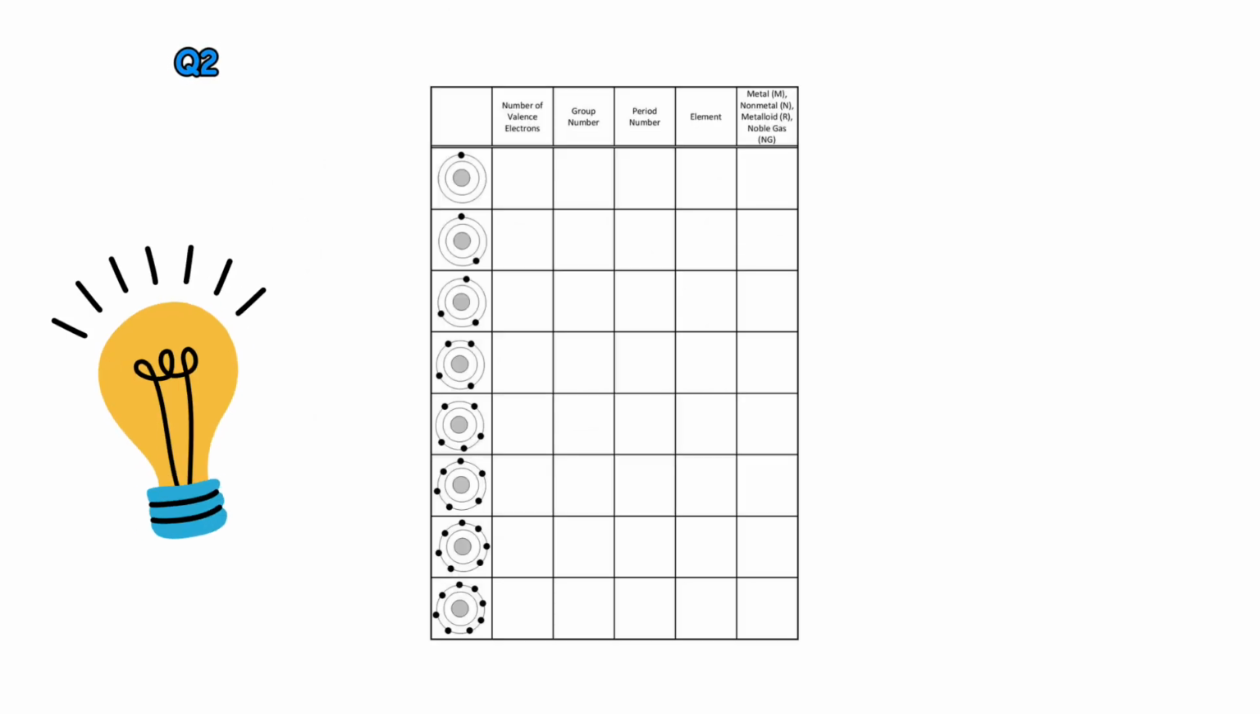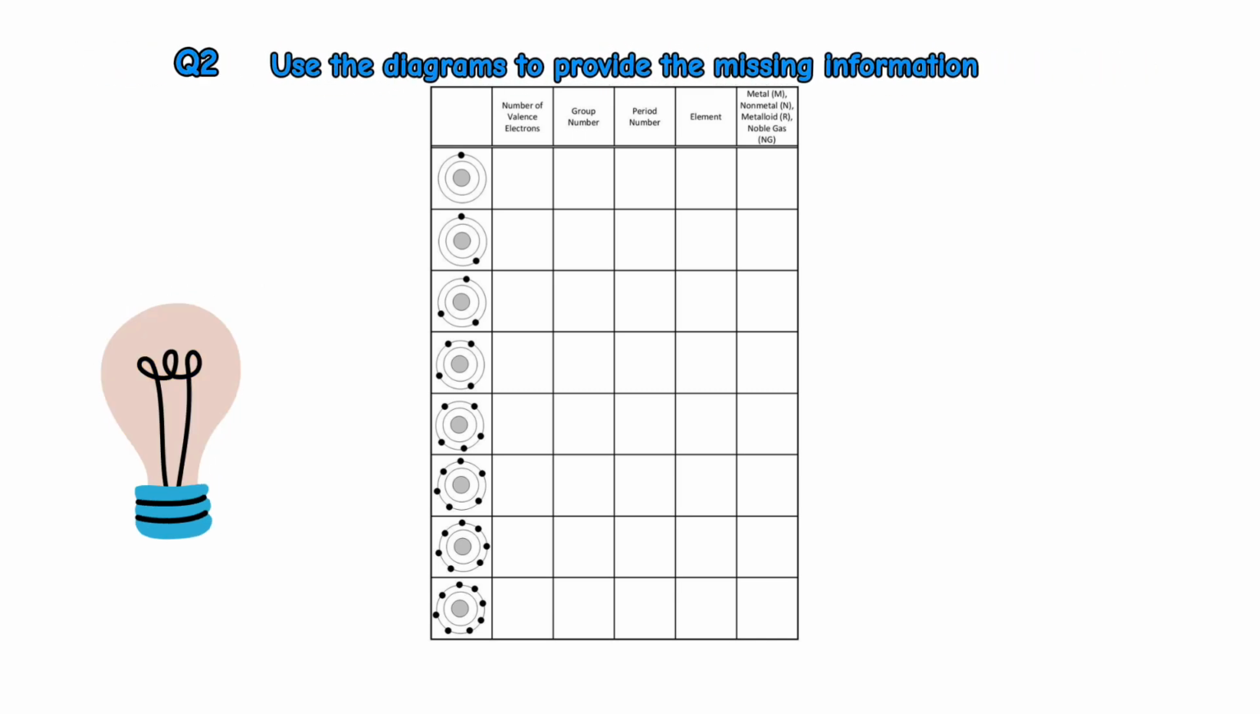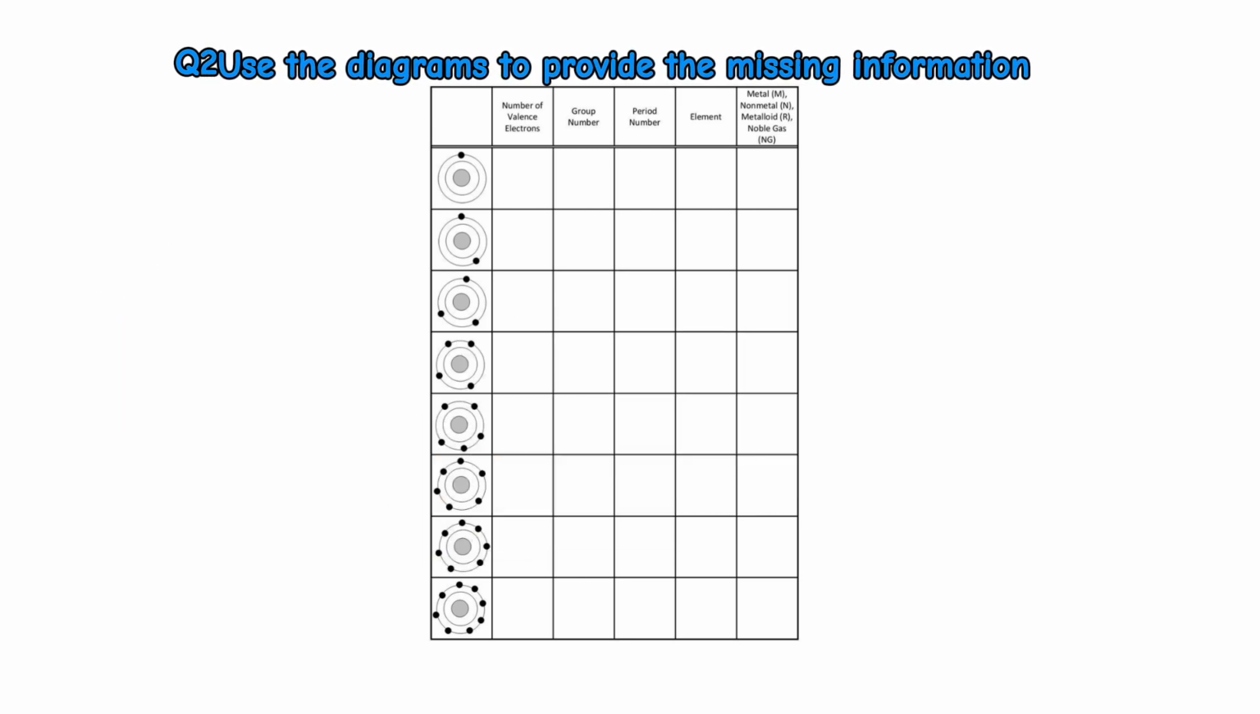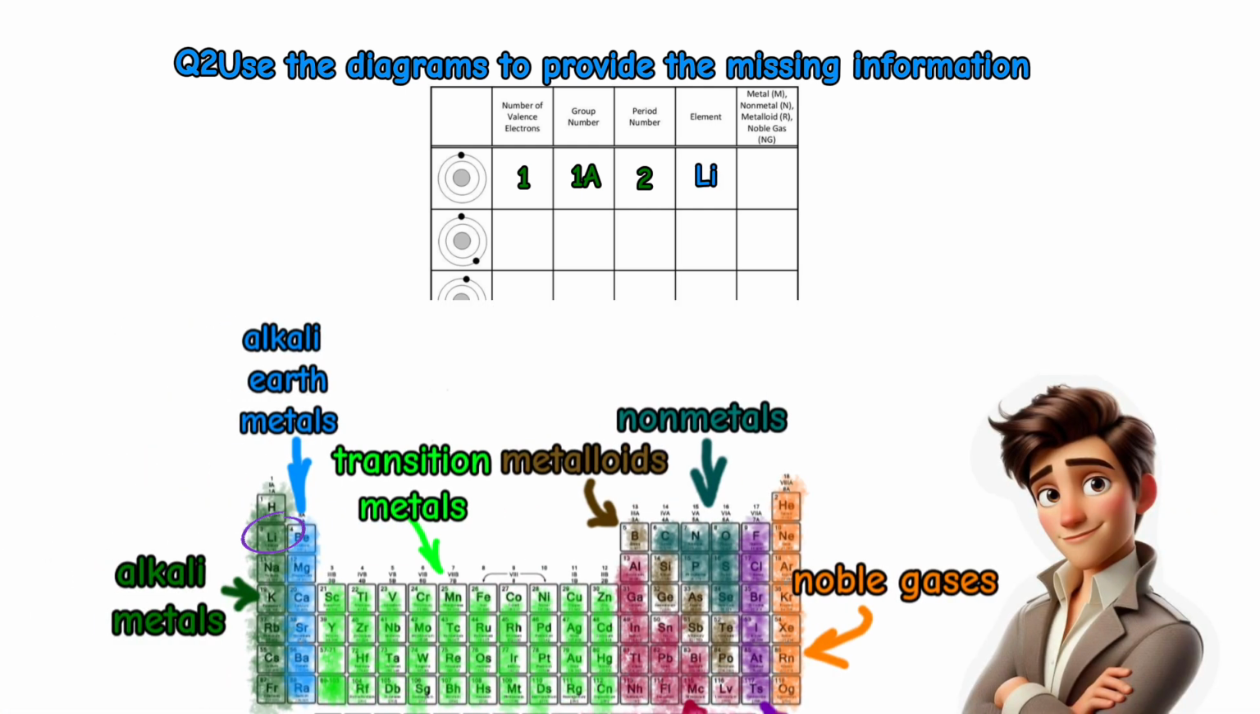Question number 2. The diagrams below represent various atoms in which only the valence electrons are shown. Use the diagrams to provide the missing information. The first atom has one valence electron, so it is in group 1A, and it has two energy shells, so it is in period number 2. This element is known as lithium, and it is a metal.